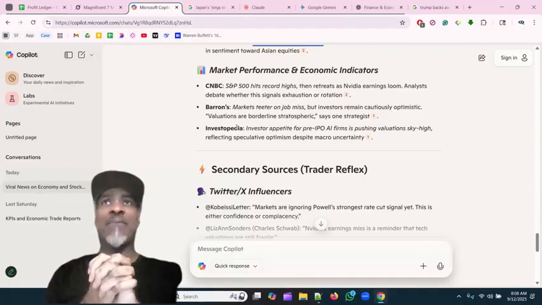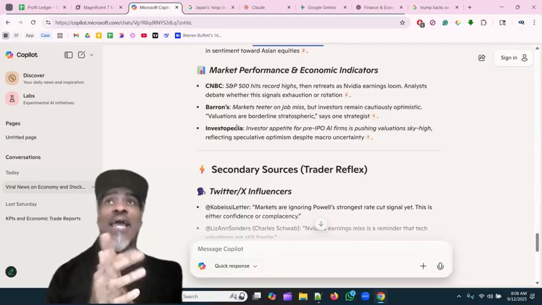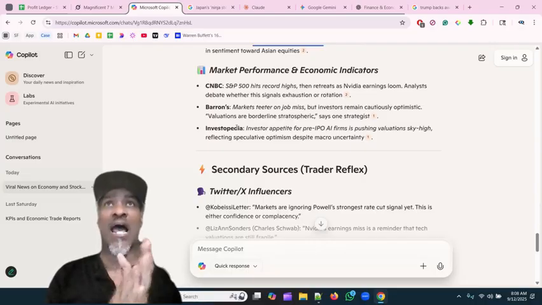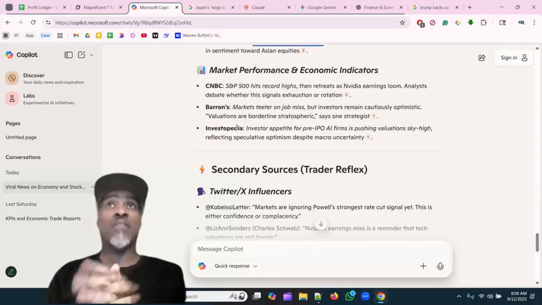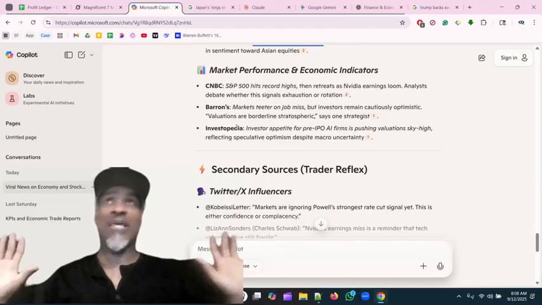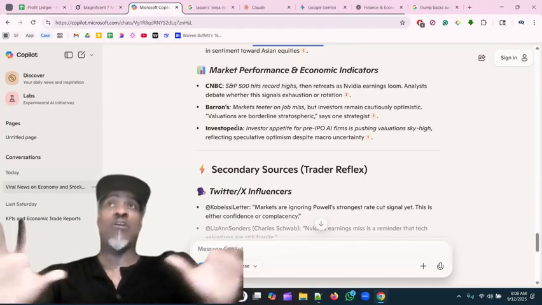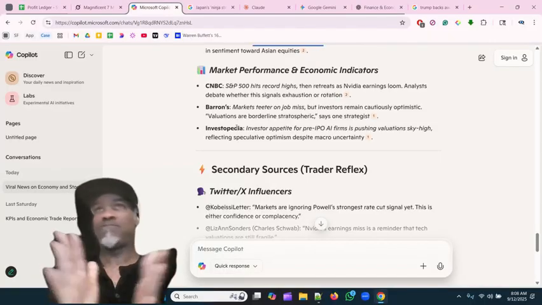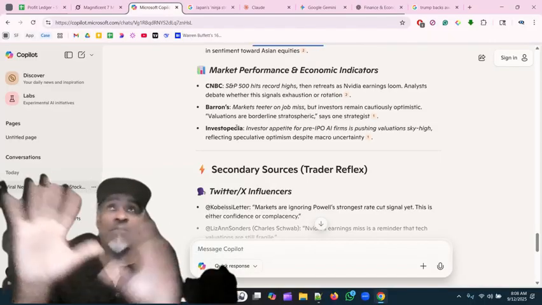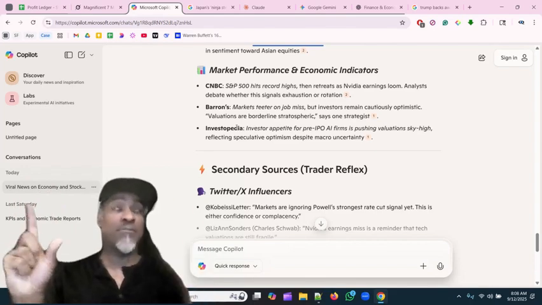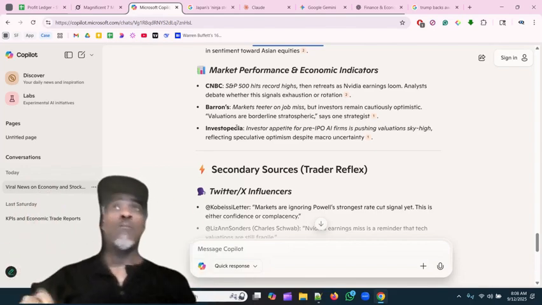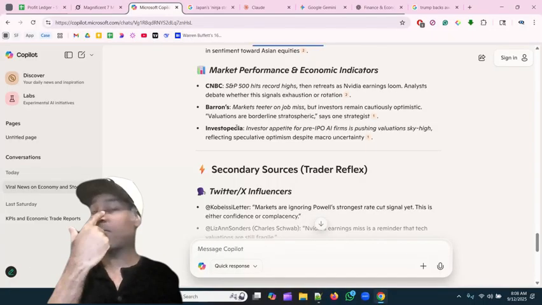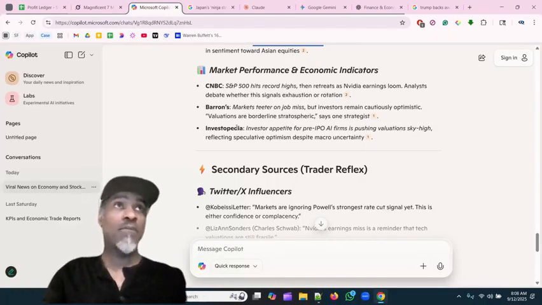Investors' appetite for pre-IPO AI firms is pushing valuations sky high, reflecting speculative optimism. I don't get into the pre-IPO. That's just very, very dangerous. Very, very uncertain is the word I'm looking for. But what we can take from it is that it's sentiment.